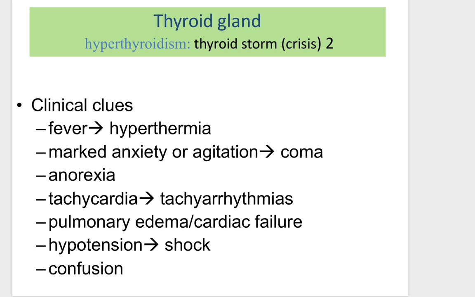Clinical clues. In thyroid storm, it is fever with hyperthermia, marked anxiety or agitation that can lead to coma. It can be anorexia, tachycardia and tachyarrhythmias. It can be pulmonary edema and cardiac failure, hypotension that can lead to shock and confusion.